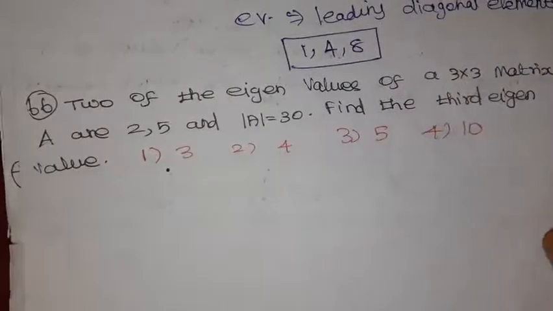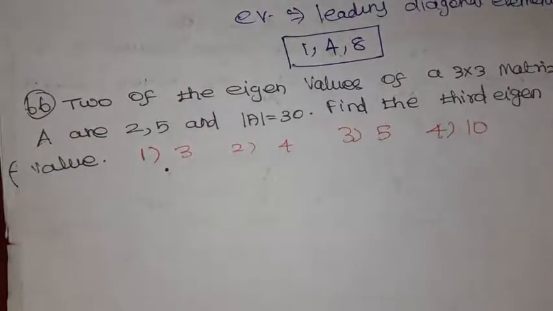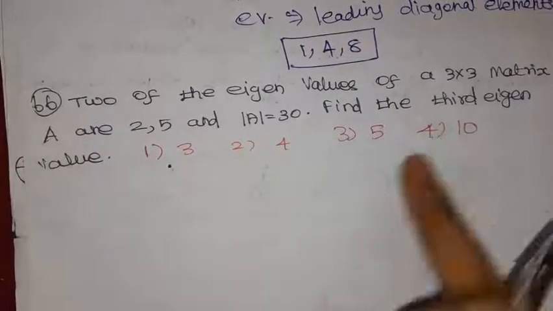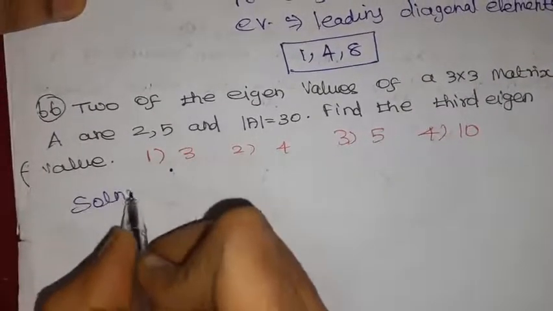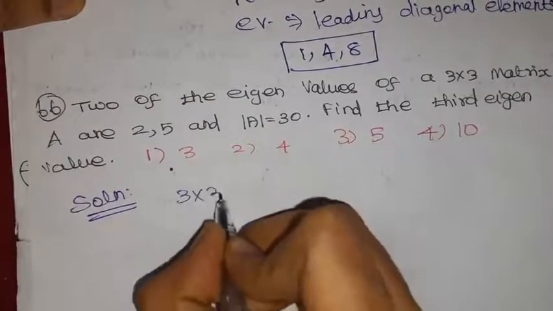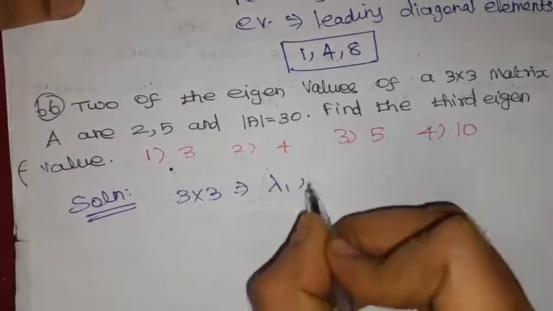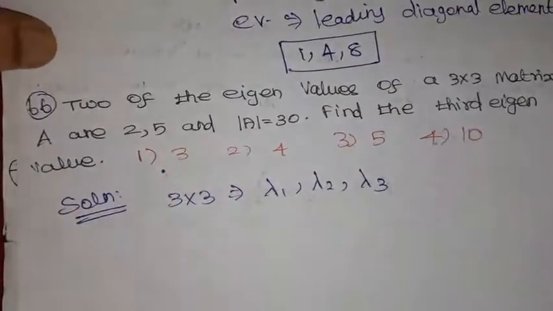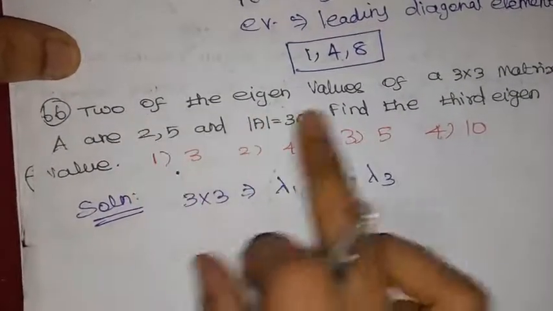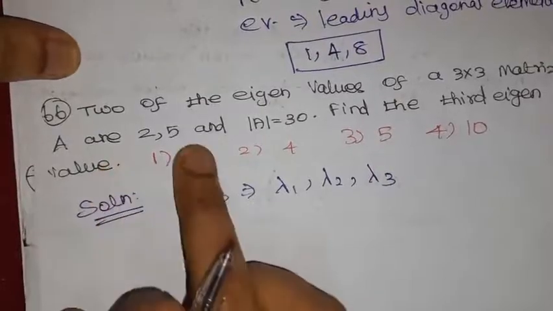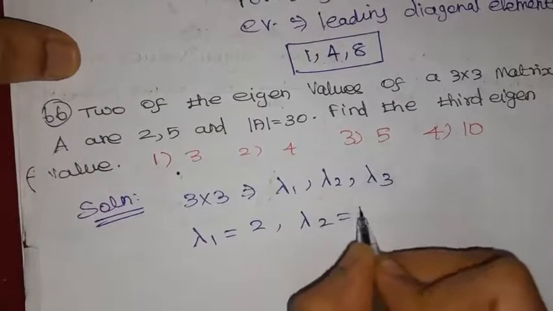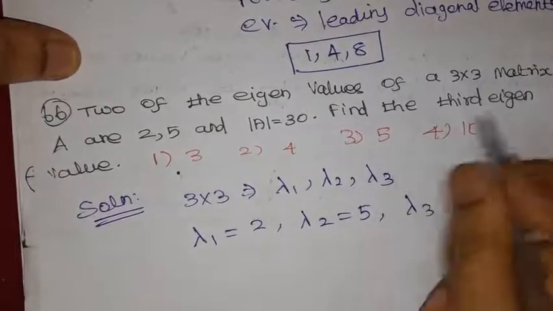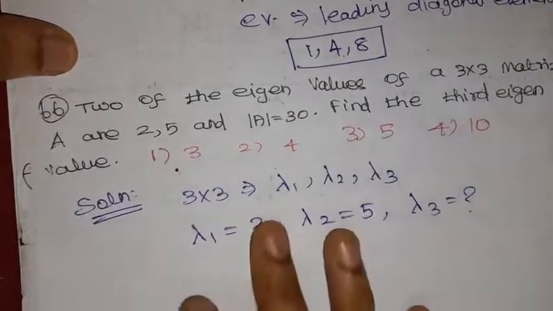Then, 2 of the eigenvalues of a 3 cross 3 matrix A are 2, 5 and determinant of A equal to 30. Find the third eigenvalue. Let us see how to solve this problem. The given matrix is a 3 cross 3 matrix, so as I said earlier, it has 3 eigenvalues. In that, 2 of the eigenvalues are 2 and 5. So, lambda 1 equal to 2 and lambda 2 equal to 5. We need to find out the third eigenvalue, lambda 3.